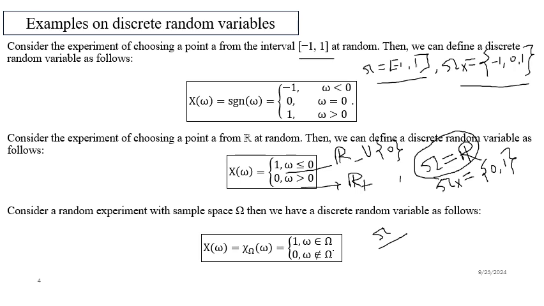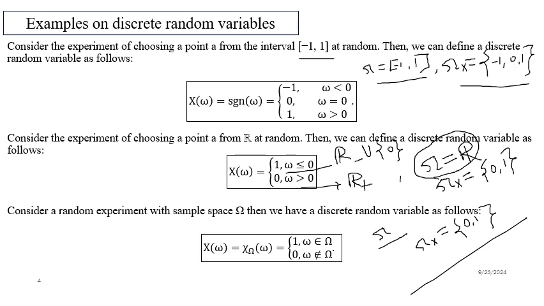And what is omega x here? It is {0, 1}. So the third one is very general in the sense that we call it the indicator function or characteristic function. There are various names, and we will see a lot of applications of these things in this course. So these are the various examples of discrete random variables.